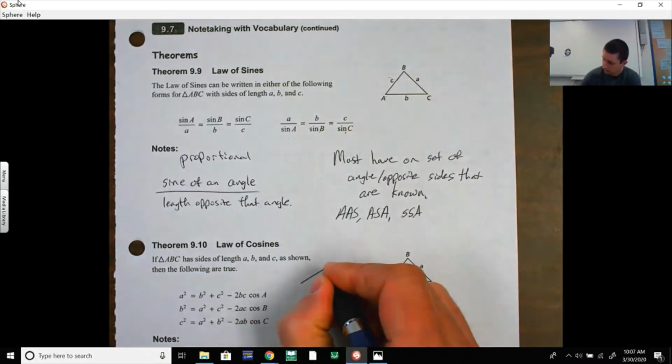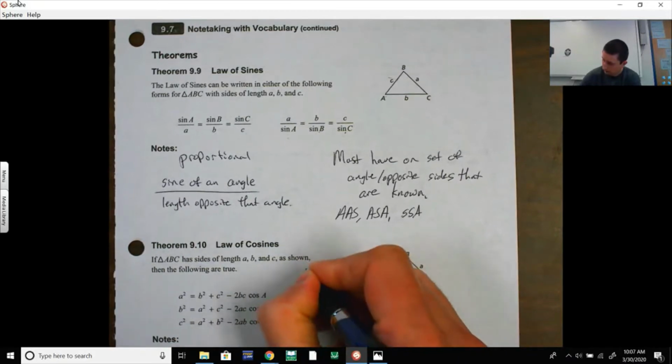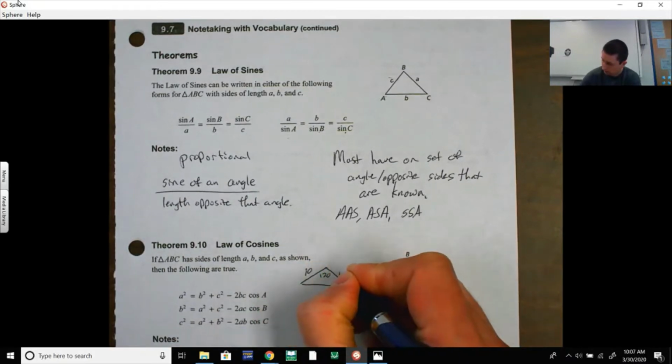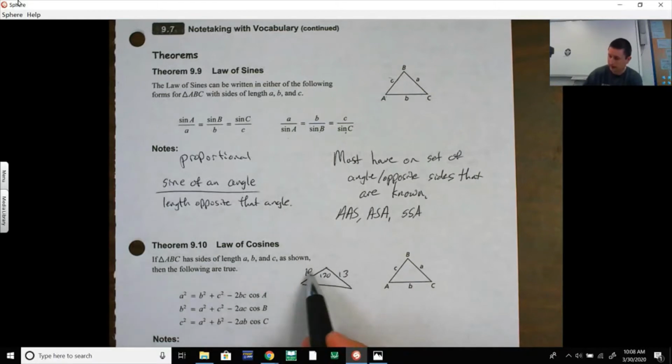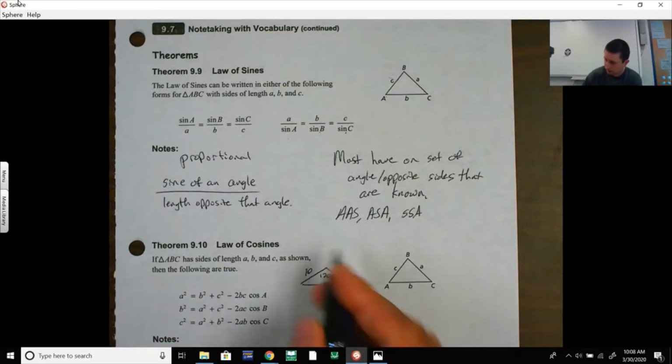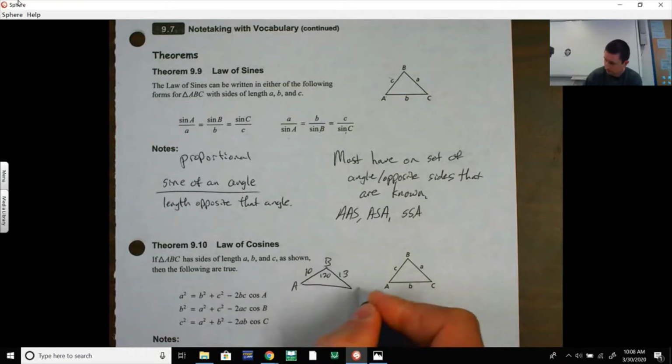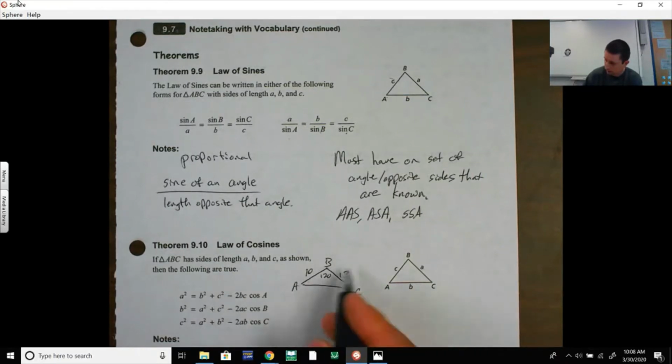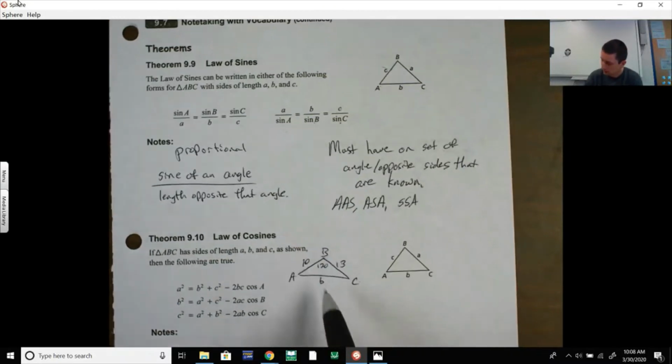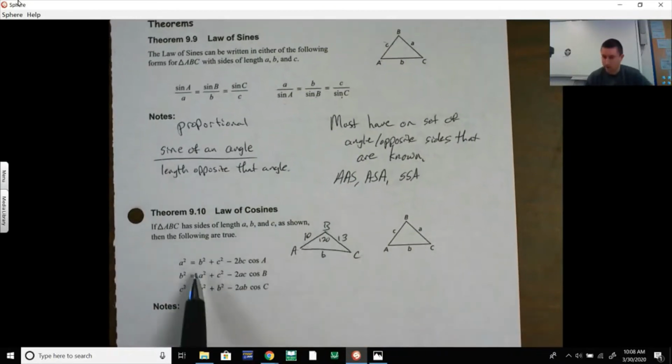One that doesn't fit is if you have a triangle and this is 10, this is 120, and this is 13. So I have side, angle, side. Notice 13 is opposite this angle, which I don't know. 10 is opposite this angle down here, which I don't know. So here's ABC. 120 would be opposite B, and I don't know that side. So I don't have a set of angle and opposite side, so I can't use the law of sines, which means I have to use the law of cosines.